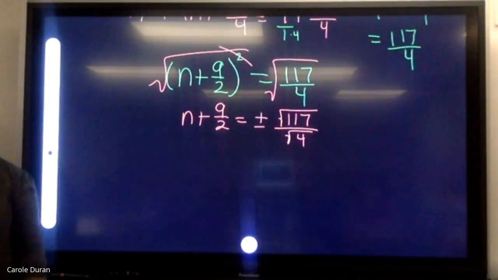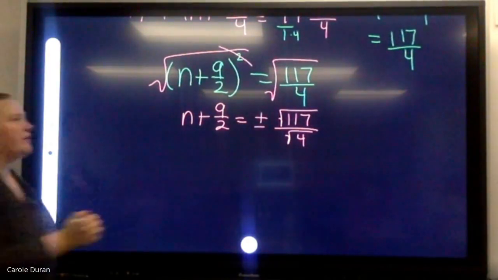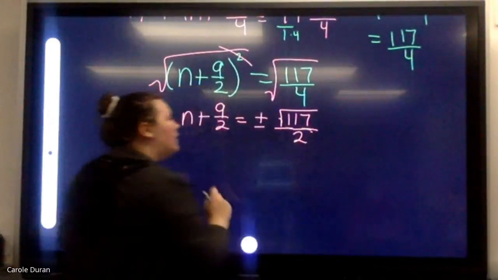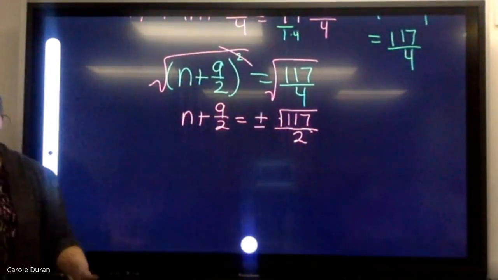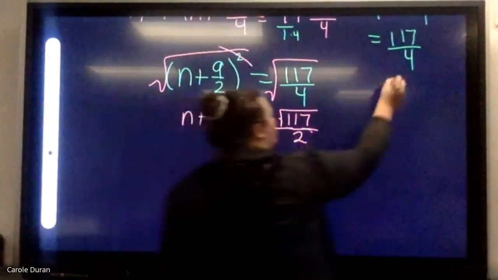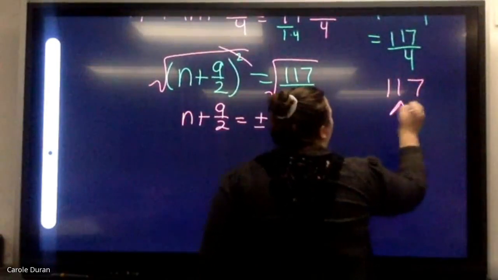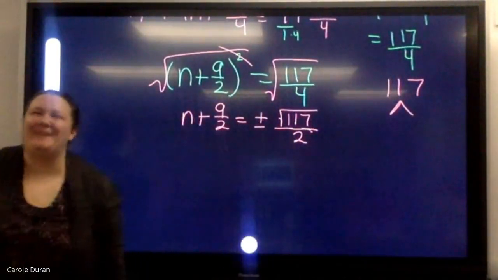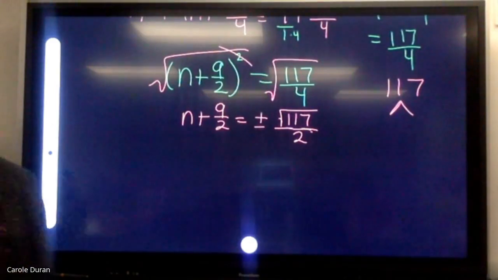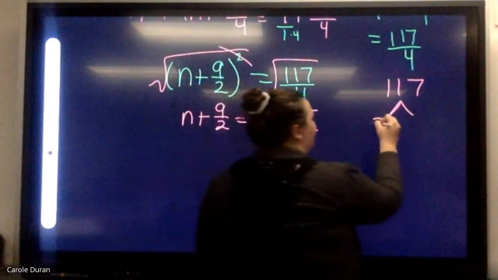Do either of those simplify nicely? The 4 does, it becomes a 2, correct? But the 117 doesn't, so I need to look to see if there are any perfect squares I can take out of 117. So I'm going to do my little factor tree. What can I multiply together to get 117? 3 and 39. We'll start there. Let's use that one.